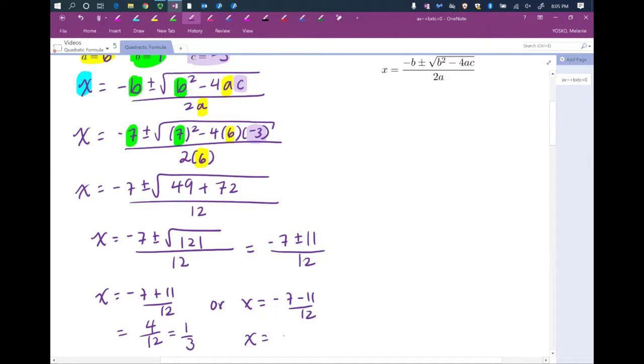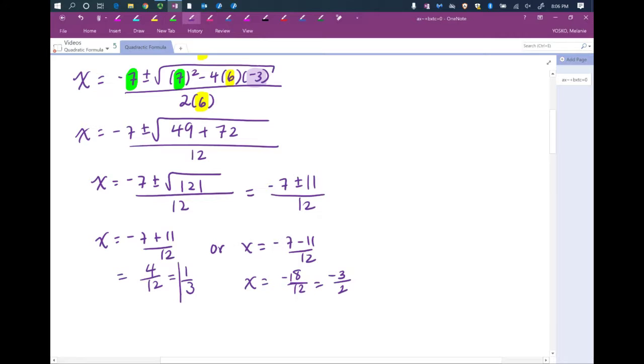Then over here we have negative 7 minus 11. If you have two numbers that you're combining with the same sign, you add them and then use the sign they both have. So 7 plus 11 is 18, so you get negative 18 over 12. Then divide each of these by, what, 6? I think so. 18 divided by 6, you get a negative 3. 12 divided by 6, you get a 2. Okay, perfect.